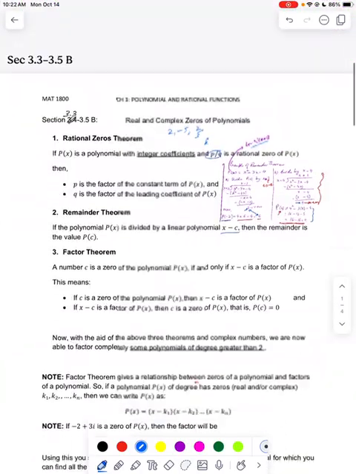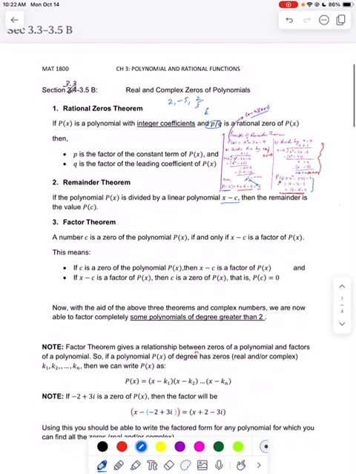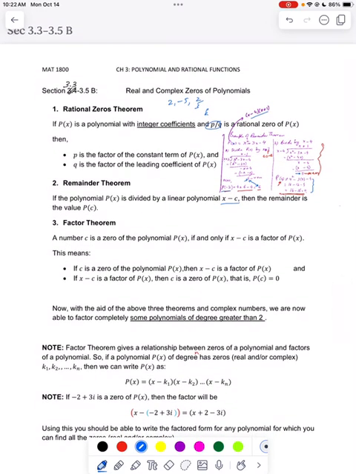Okay, so let's see. The third theorem is the factor theorem. It says a number c is a zero of a polynomial p of x if and only if x minus c is a factor of p of x, which is true. Now, what we are going to do basically here is going backwards.